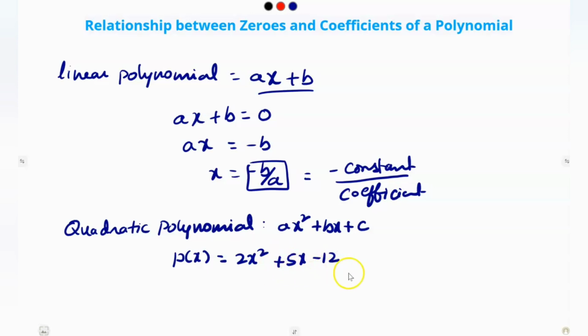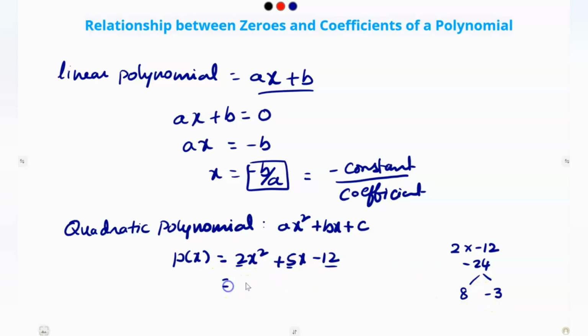To find the zeros, we need to factorize this polynomial first and then find the zeros. To factorize, let us use the splitting the middle term method. Let us take the first term and last term, multiply them and find the factors. So 2 into minus 12 is minus 24. Let us find factors of minus 24 such that when the integers are added, you get the middle term. We already learnt this method in 9th class, right? So the factors may be plus 8 and minus 3. If we add these two integers, we get plus 5.